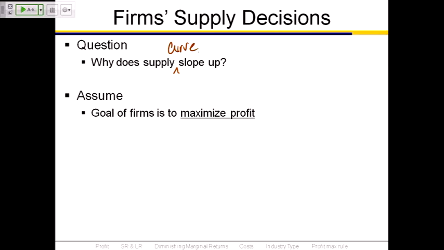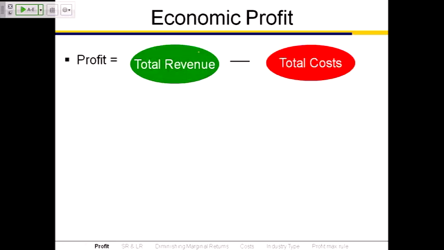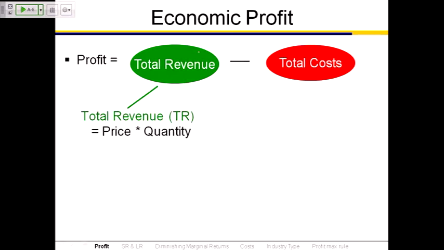So the key assumption when we talk about supply is that the goal of the firm, the goal of the owners of the firm, is to maximize the amount of profit. So we need to start by talking about profit and the definitions of profit. Profit in general is the total revenue minus the total costs, evaluated over some time period, usually over a year. Total revenue, we saw last time, is price times quantity.